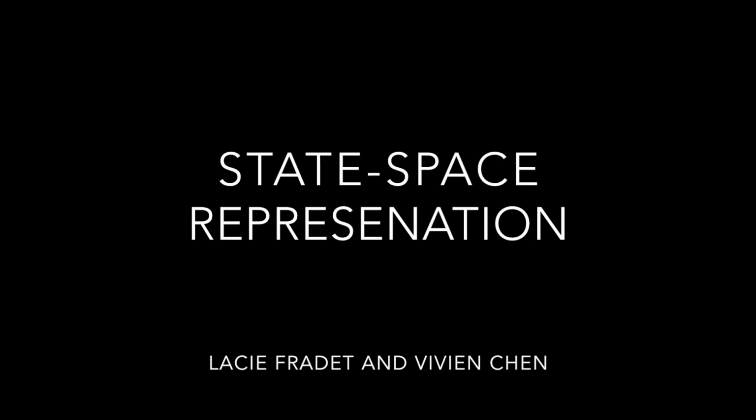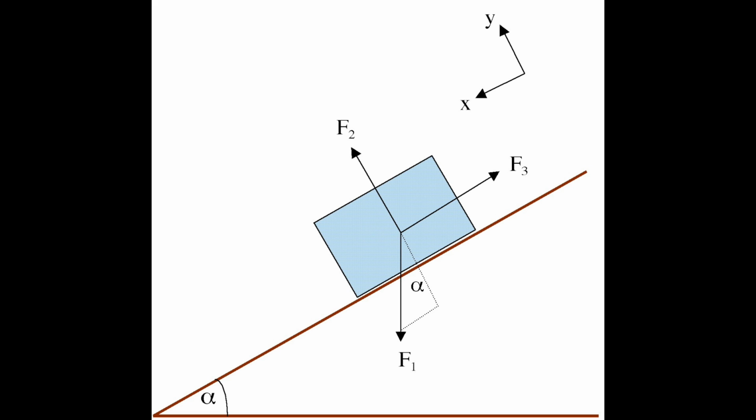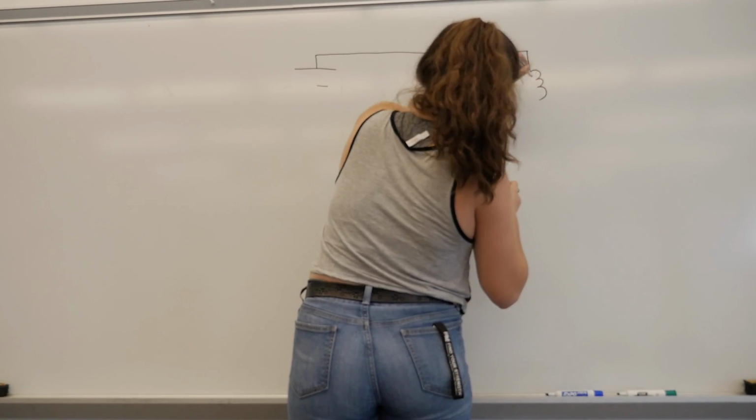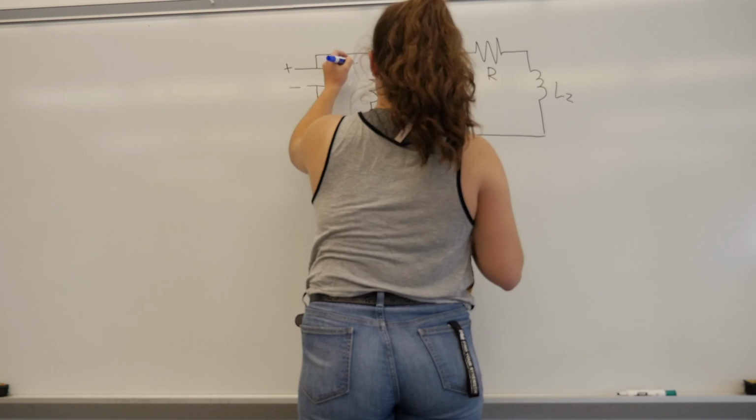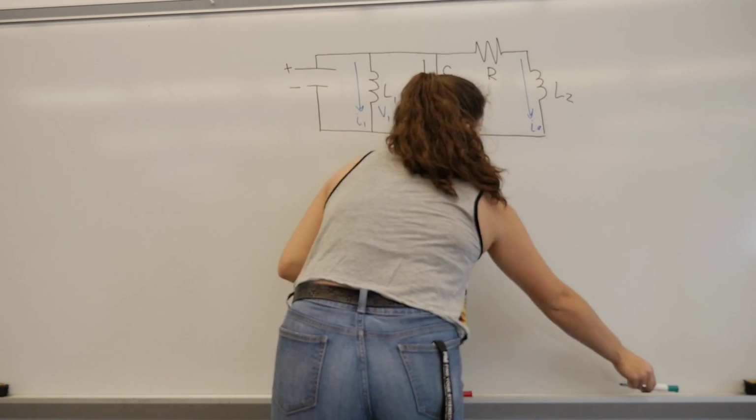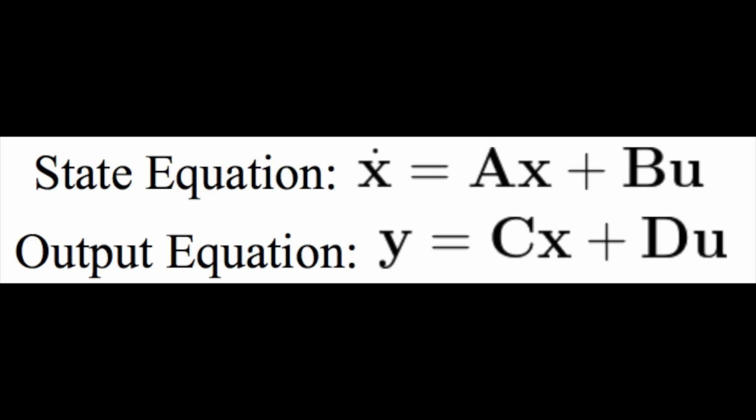State-space representation is used to model complex systems like free body diagrams and circuits. In this video, we will be showing you how to model a circuit with state-space representation, which is given by a first-order matrix differential equation. This is the standard form for state-space representation.